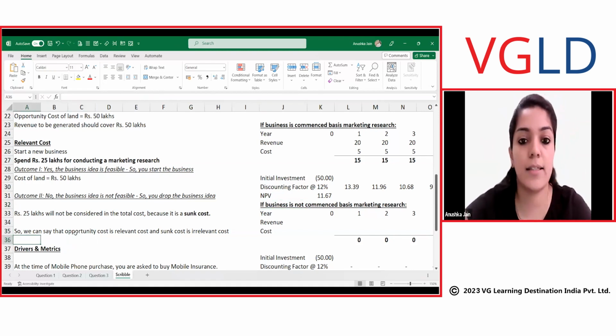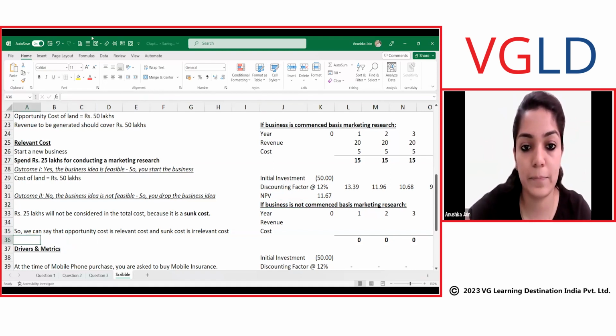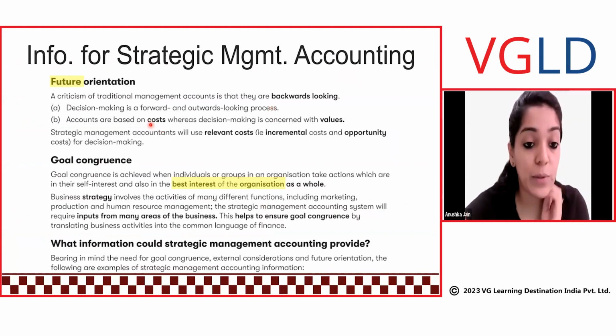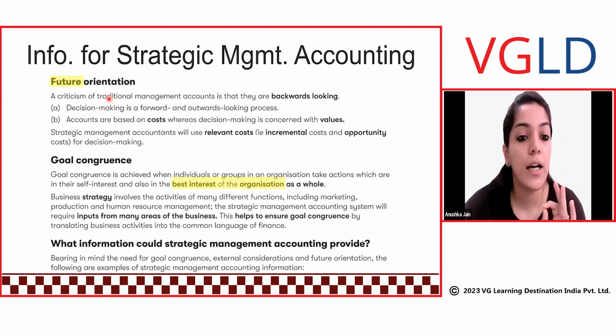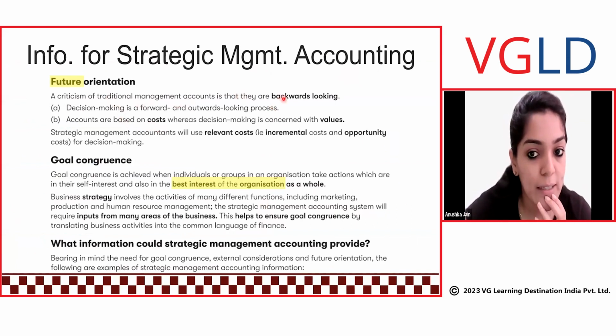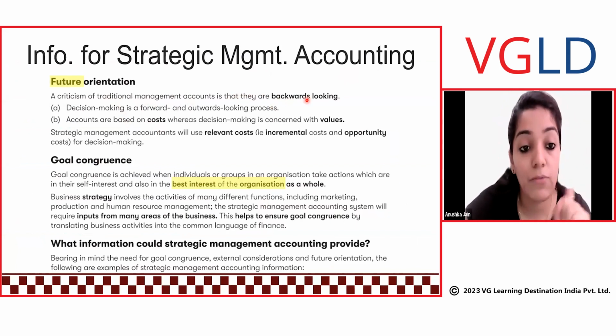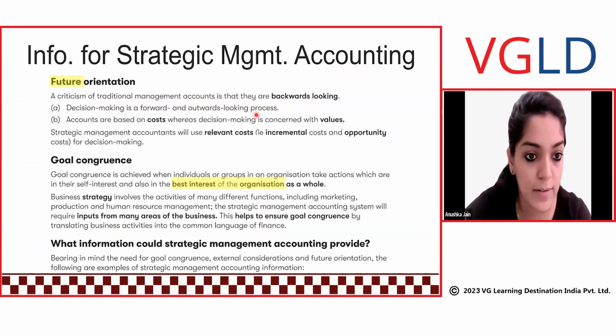So let us come back to the slide. I hope now when you read the statements, it will make absolute sense to you. A criticism of traditional management accounting is that it is backward looking. Whatever is incurred, it is my cost. Whereas decision making is a forward and outward looking process. Accounts are based on cost, whereas decision making is concerned with values.